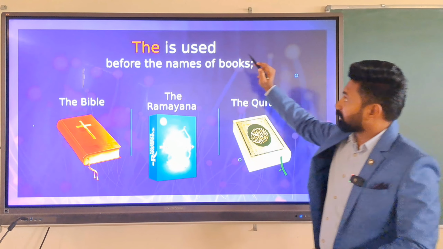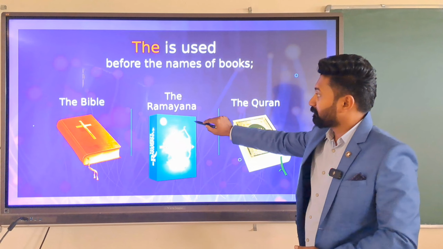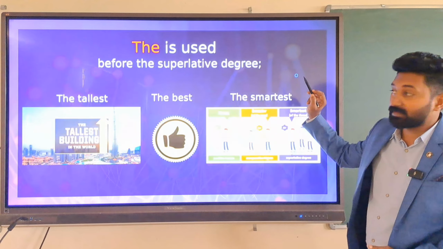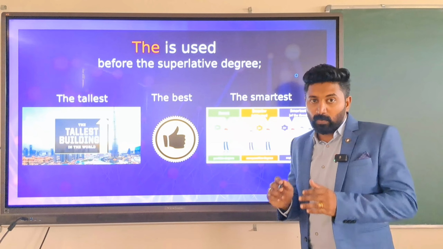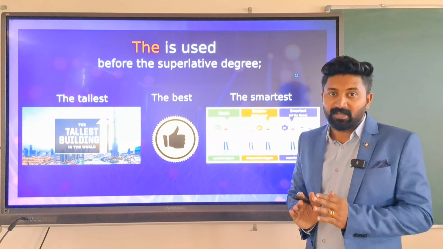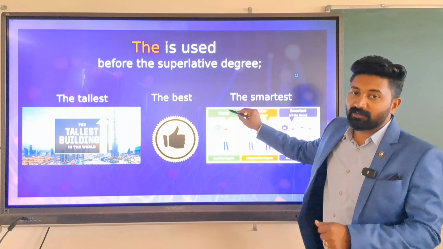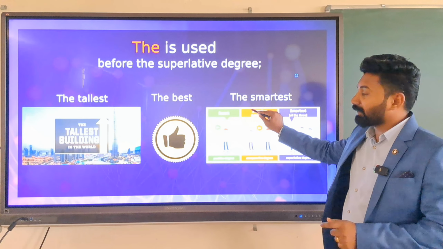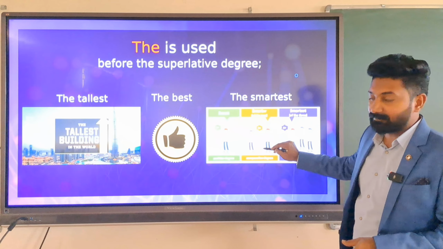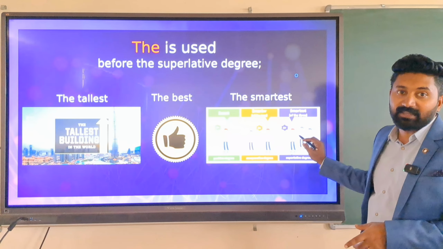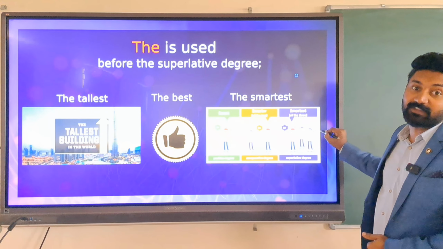Okay. Now, the is used before the names of books. For example, the Bible, the Ramayana, the Quran. The is used before the superlative degree. What is the superlative degree? When we speak about the concept of comparison, we have positive, comparative and superlative degree. Positive is where we refer to only one single individual, and comparative is a comparison between two individuals. One is smarter than the other. And superlative degree is where we have three or more objects. He is the smartest of the rest.